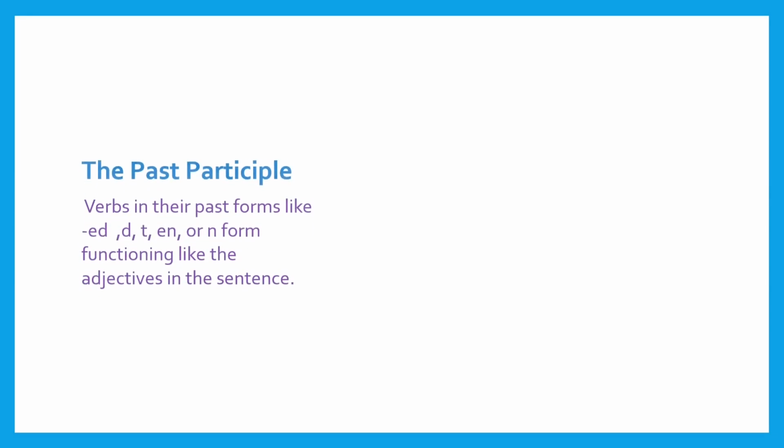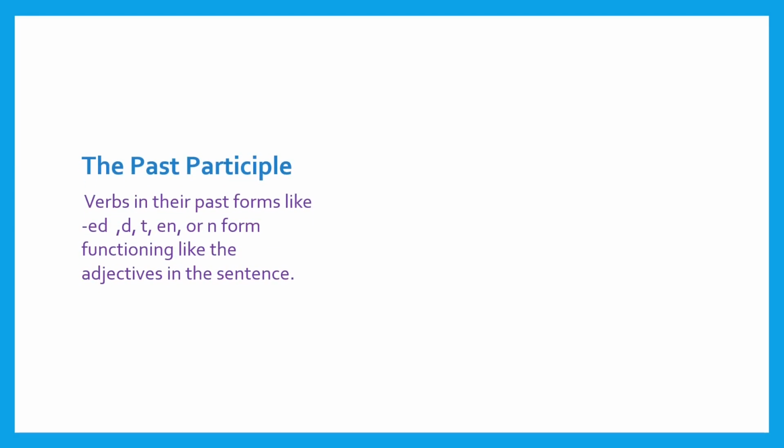Dear students, kindly pay attention to the next one, that is the past participle. They are the verbs in the past form which end in ed, d, t, en or n, functioning like the adjective in the sentence, which I have already explained to you by the definition. Here the example, the wind swept away the fallen leaves. It's not the wind has swept away the fallen leaves.